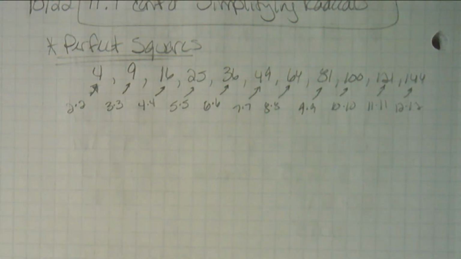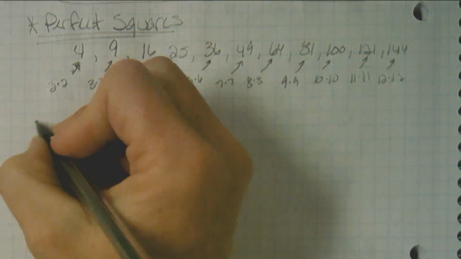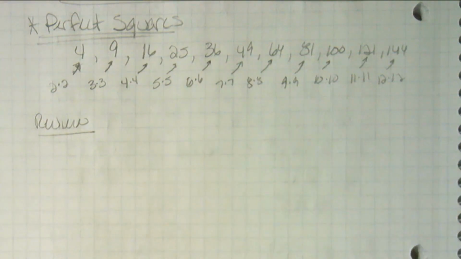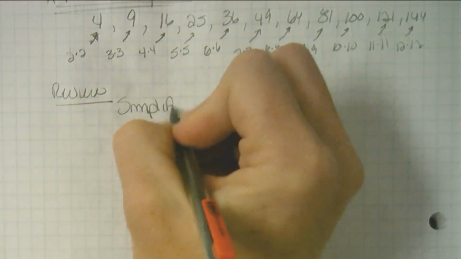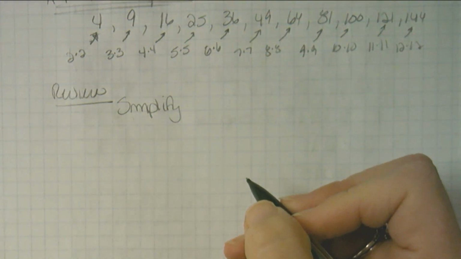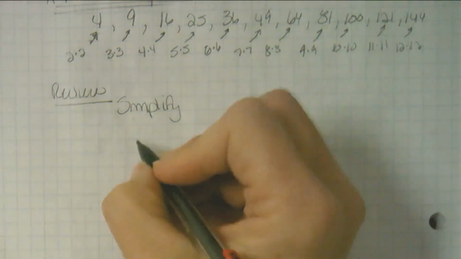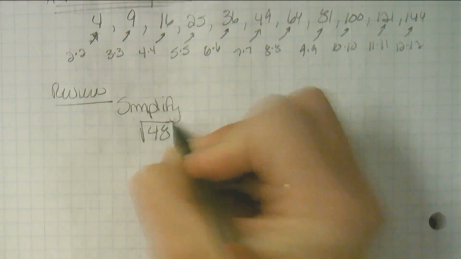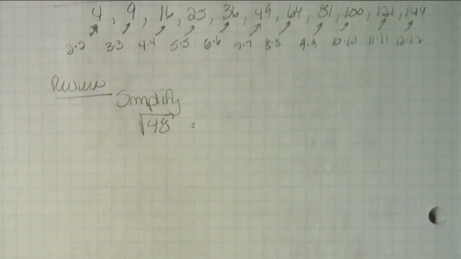All right, so I have all my perfect squares there. Okay. All right, so let's review something, because we're going to use this idea. If I wanted to simplify the square root of 48, I know we did one like this. What perfect square factor does 48 have?